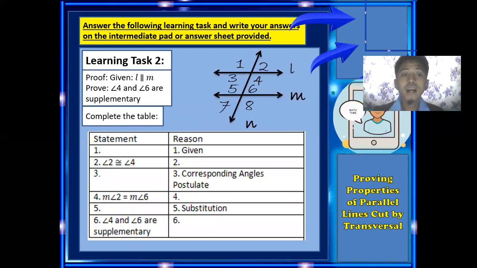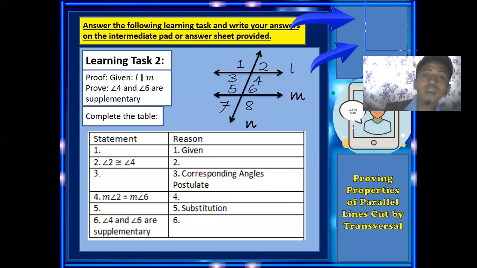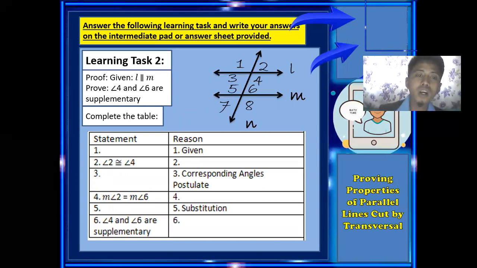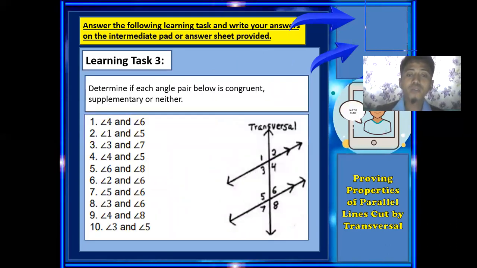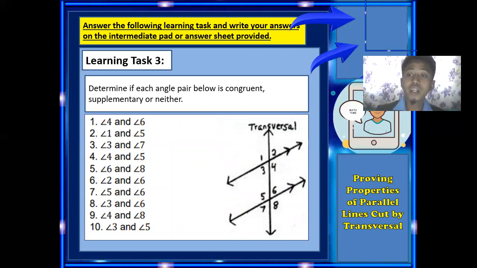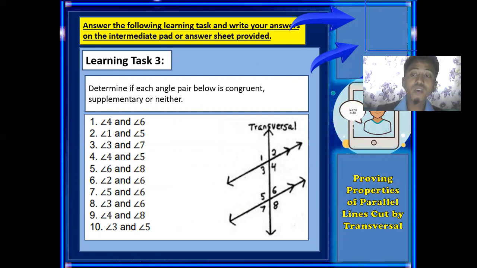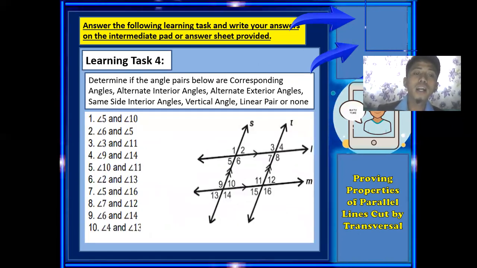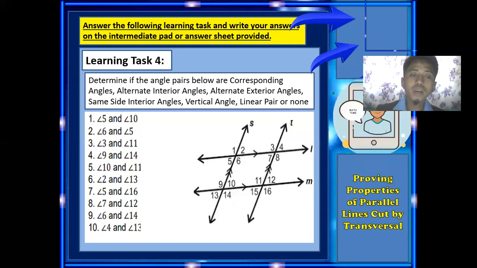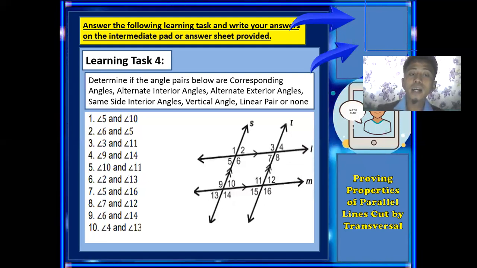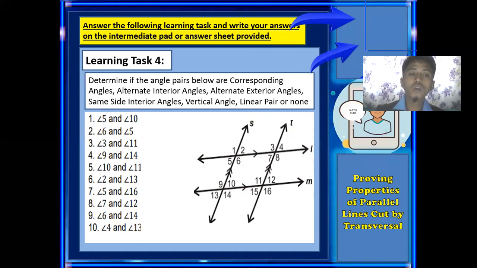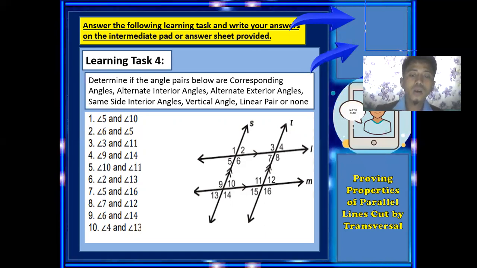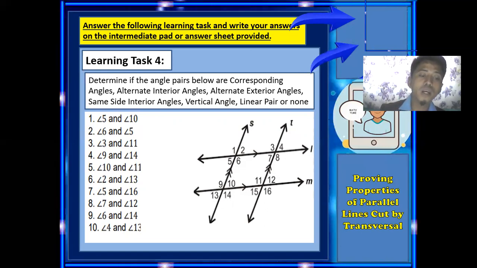This is learning task number 2. Answer the following learning task. I already discussed this before, so just continue answering. Please also include learning task number 3, wherein you need to determine if each angle pair below is congruent, supplementary, or neither. The illustrations are given below. Also include learning task number 4, to determine if the angle pairs below are corresponding angles, alternate interior angles, alternate exterior angles, same side interior angles, vertical angles, linear pairs, or none. You can use the illustration before to answer the following.